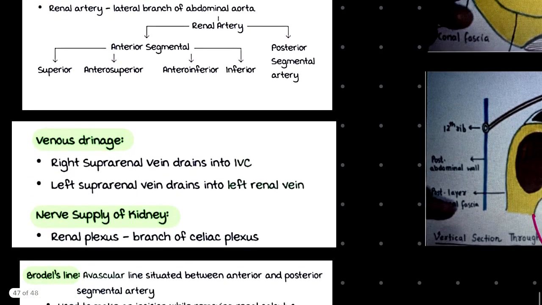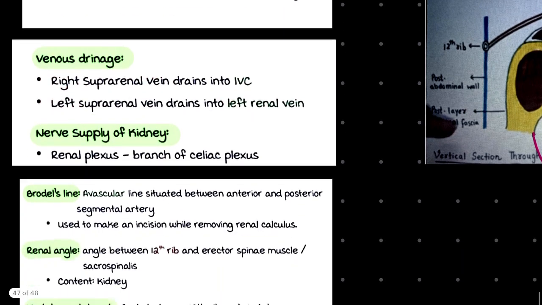Talking about venous drainage, the right suprarenal vein drains into the inferior vena cava, whereas the left suprarenal vein drains into the left renal vein. Now the nerve supply is through the renal plexus, which is a branch of the celiac plexus.